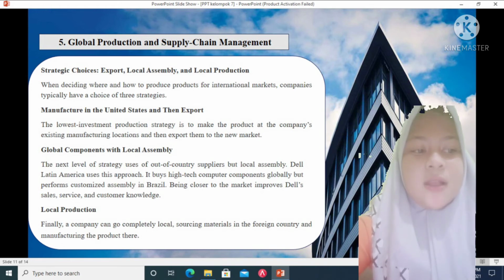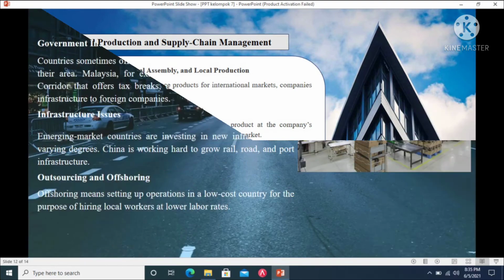Which strategy the company chooses depends on its timetable for volume in the market, local ownership laws, and the availability of suitable partners or acquisition targets.